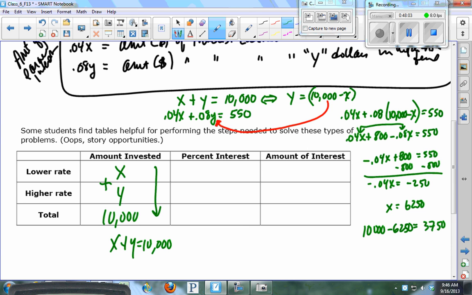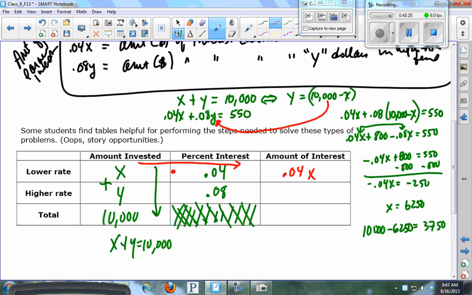No, I'm saying you should have a table on your sheet. The percent interest is, all you're doing here is writing down the different percent interests. That's it. There's no multiplication. You're just saying 4% and 8%. And then when you multiply these two across, you get your amount of interest on each investment. And then when you add down the column, you get your 550. And there's your second equation to solve. And we've just solved it.